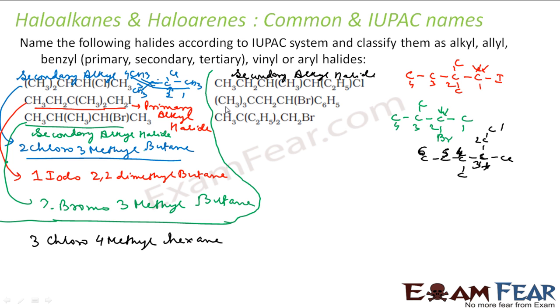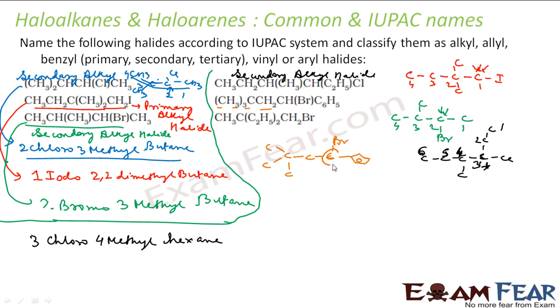Let's take this guy now. Let me draw the structure of this. I have a carbon, 3 carbon attached to this carbon, right? And on this carbon I have a CH2 attached. Then again I have a carbon here. On this I have a hydrogen and a bromine attached. And then I have C6H5. This is a phenyl group. This is the structure.